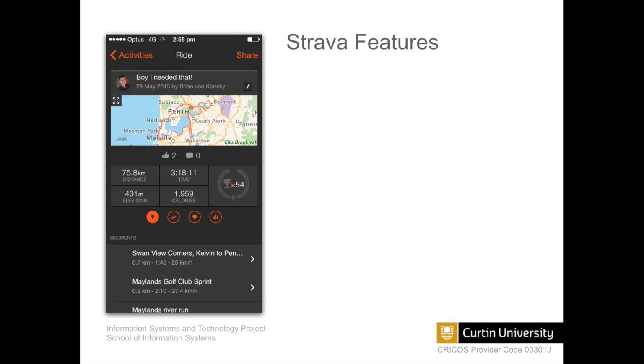The next example we'll consider is Strava. Strava is an application for cyclists. It uses GPS to track position during a ride. Strava leads to data for the ride that includes speed, elevation, and calories burnt.